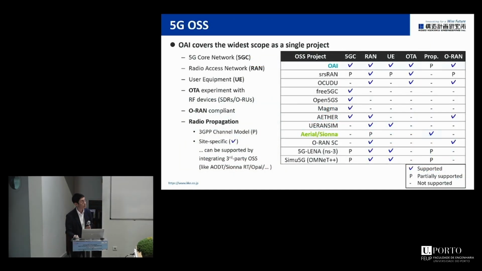To bridge this gap, the platform choice is important. This table compares major 5G open source platforms, and OAI covers the broadest scope, including 5G-C, RAN, UE, OTA experiments with SDRs or ORUs, and ORAN. On the other hand, NVIDIA Aerial and Sionna provide GPU-accelerated system-level and link-level and ray tracing simulation. So combining these platforms for full-stack validation is quite a natural approach.